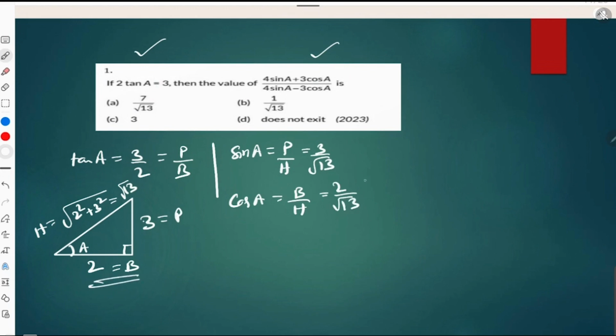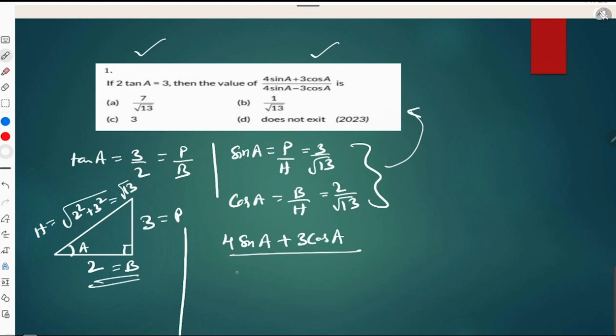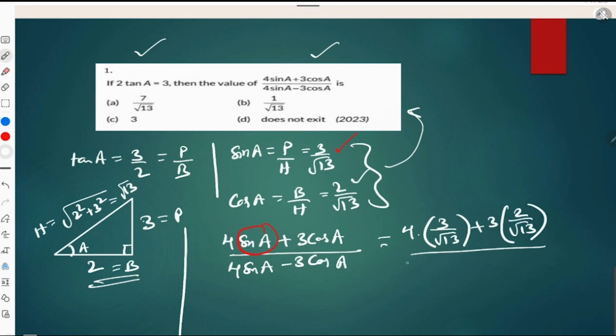So substitute these two values in the required expression. What is that required expression? 4 sin A plus 3 cos A whole divided by 4 sin A minus 3 cos A. So 4 into, in place of sin A, replace the value of 3 by root 30. So 3 by root 30 plus 3 into cos A. What is the cos A value? 2 by root 30, divided by 4 into 3 by root 30 minus 3 into 2 by root 30.